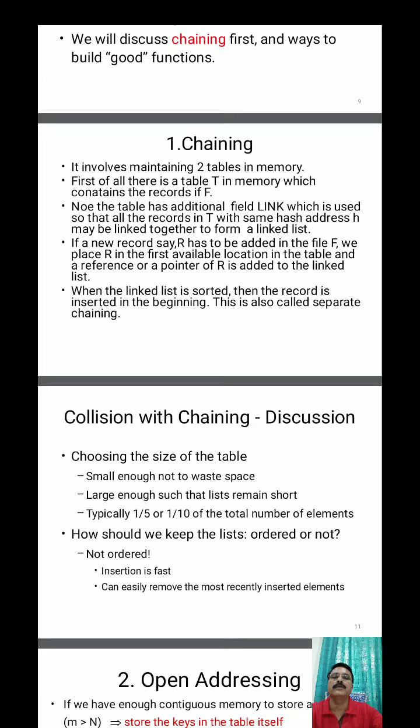If a new record, say R, has to be added to the file F, we place R in the first available location in the table and a reference or pointer of R is added to the linked list. When the linked list is sorted, then the record is inserted in the beginning. This is called separate chaining.